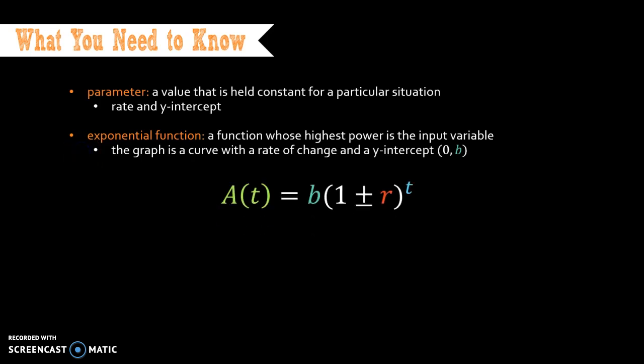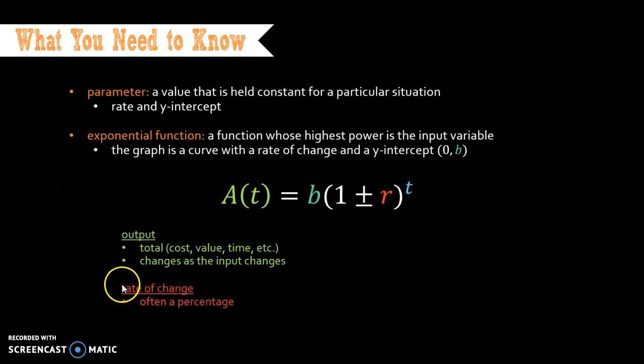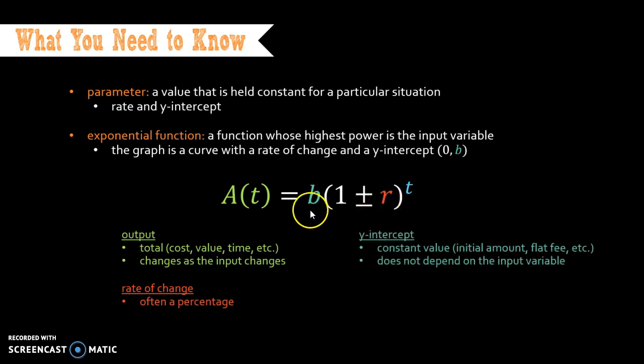Here's what that function looks like. We have A of t, which represents your output. It changes as your input changes. We have your rate of change, which is like your slope, but we don't call it that. We call it rate of change. It's often given to you as a percentage. You have your y-intercept, or your initial amount, your starting amount. That's going to be a constant value that does not depend on your input at all. And then you're going to have your input variable t, which is changing value.